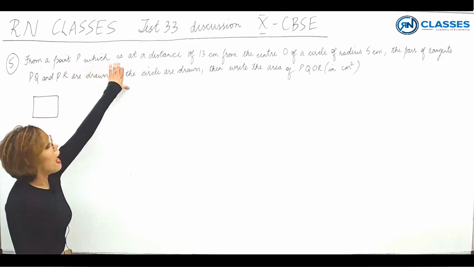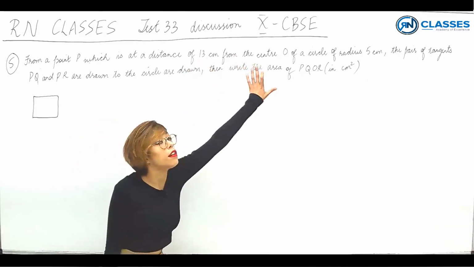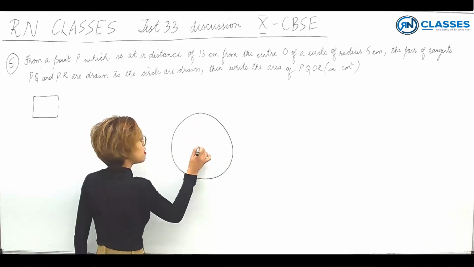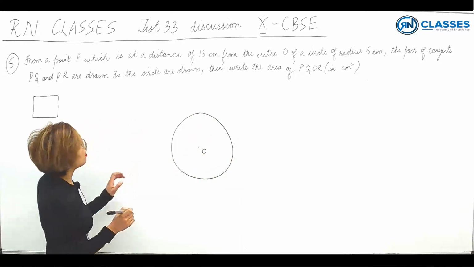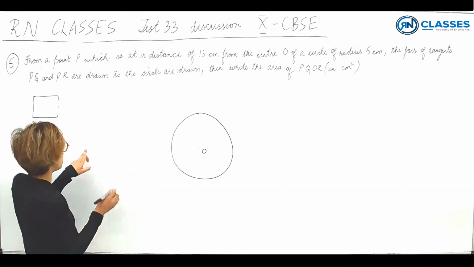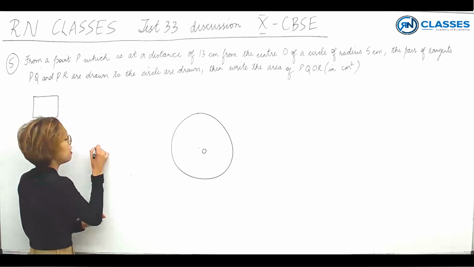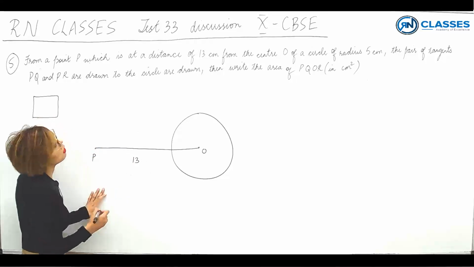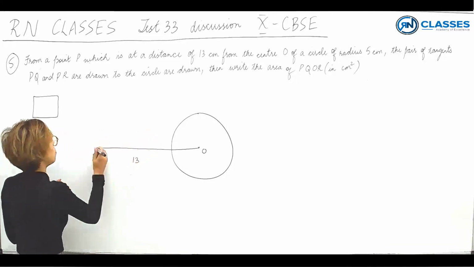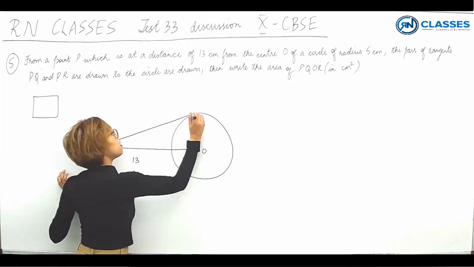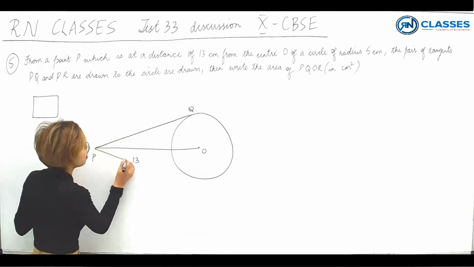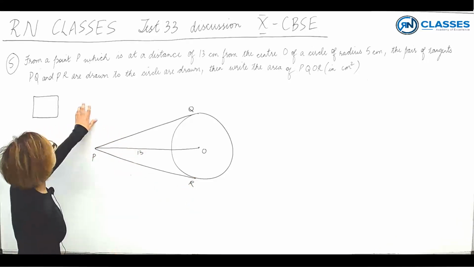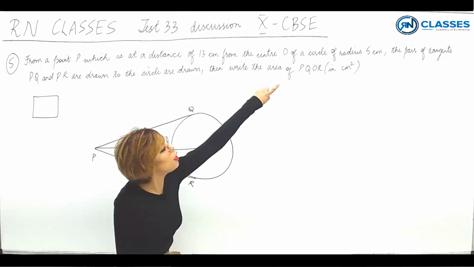From a point P, which is at a distance of 13 centimeter from the center of a circle of radius 5. Now, where is the circle? Right? Center is this. And I know that the radius is 5. Now, from a point 13 centimeter away from the center. So, suppose this is my point P and it is 13 centimeter away from the center. So, this distance is 13. Right? Okay. Pair of tangents are drawn. So, pair of tangents. So, one is this. Right? And the other is this one. Let me write this here. Right? You want, then write the area of PQOR.